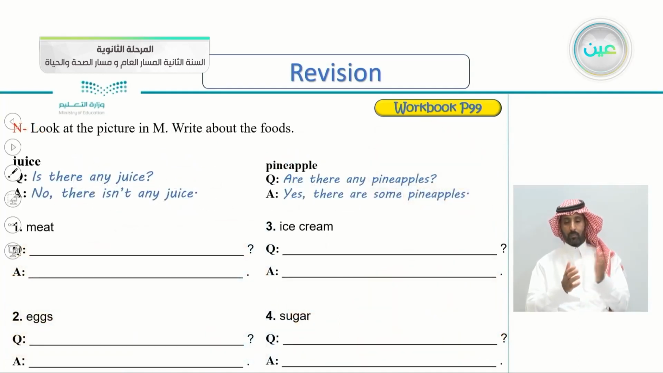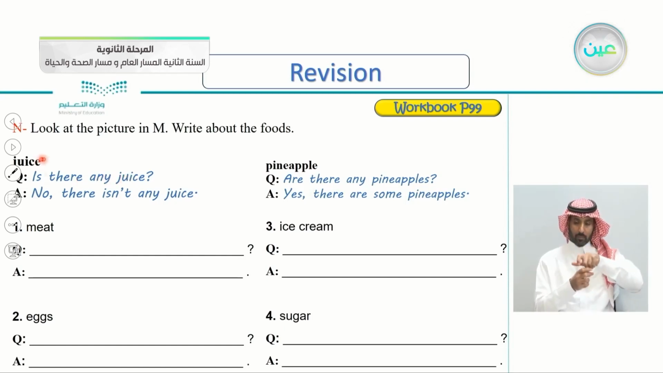So moving on to exercise N, page 99 here. Look at the picture in M. Write about the foods. So, of course, you'll be writing questions and answers, whether they are there or not. The first one is already done for you. Is there any juice? Because any is used with questions. Very good. No, there isn't any juice.